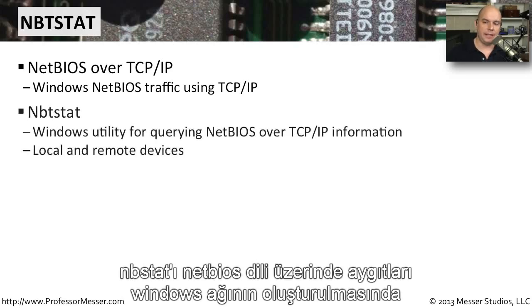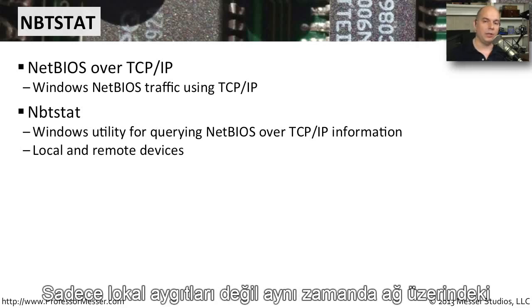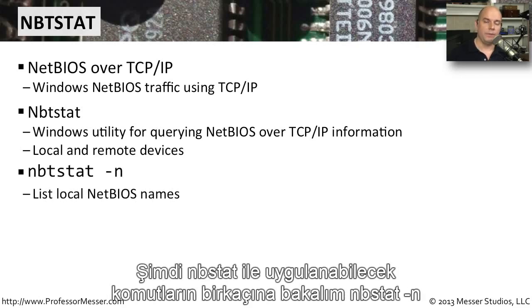We can use Nbtstat to query devices using that Windows NetBIOS language to determine how it might be configured to do Windows networking. We can not only look at our local device, but we can query other devices that might be located across the network. Let's look at a few of these commands.